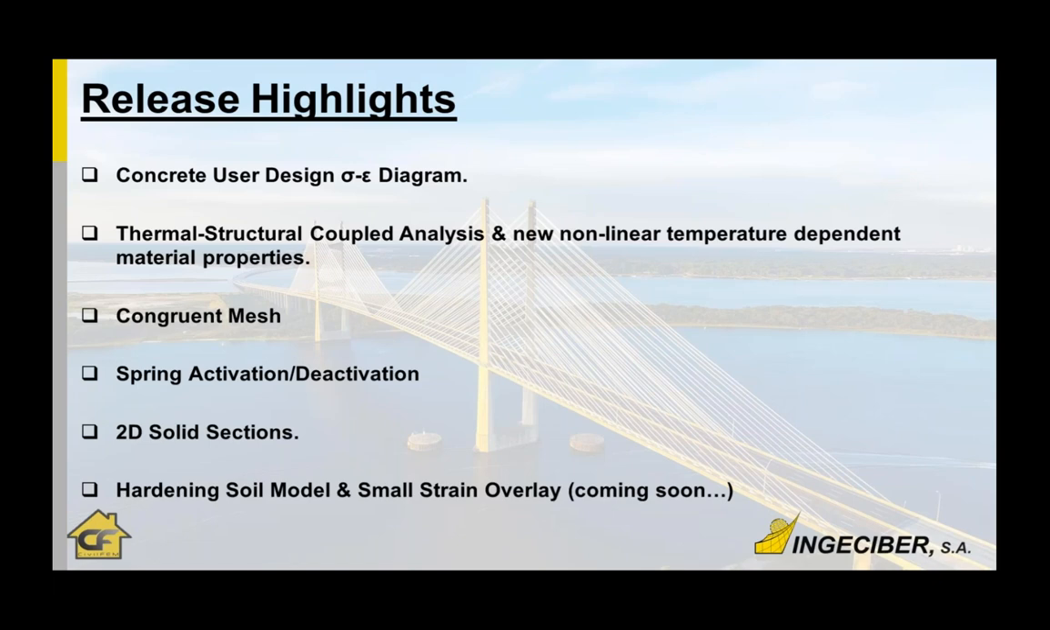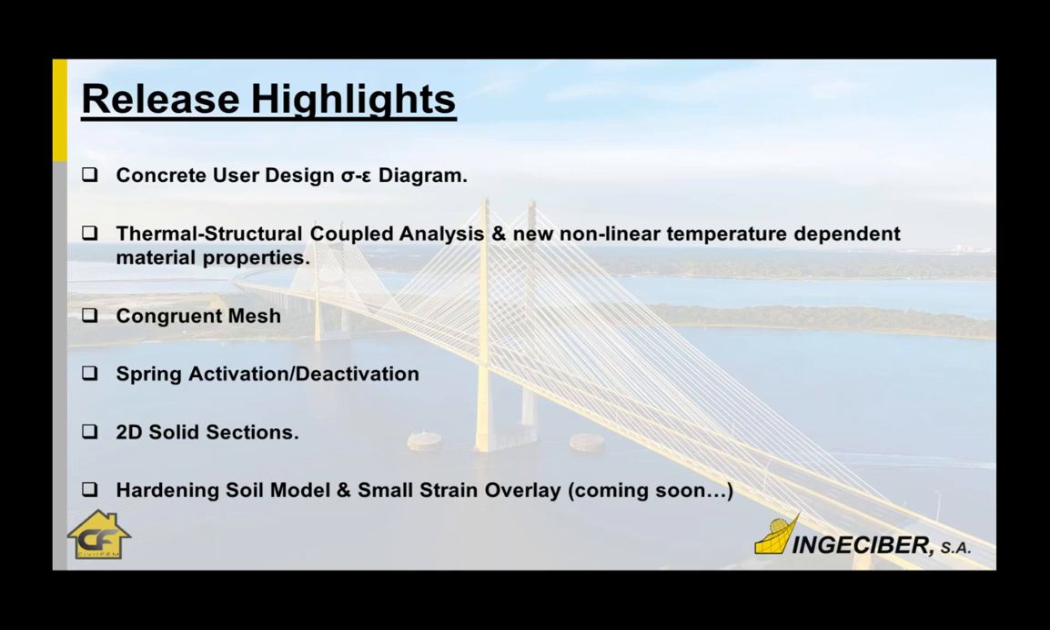The release highlights you can see in these slides are the concrete user design sigma-epsilon diagram, the diagram that is used for post-processing design, with codes that could be editable and also modified by the user. We'll see in detail what it could be used for. Also, the improvements in the thermal structural coupled analysis, and some new nonlinear temperature-dependent material properties that we have implemented based on codes, and also the congruent mesh and some improvements of meshing options.